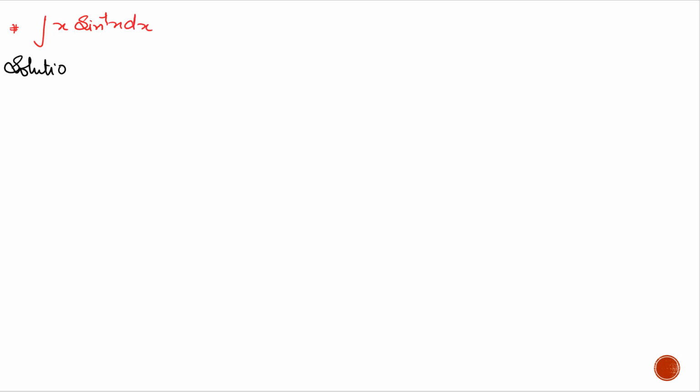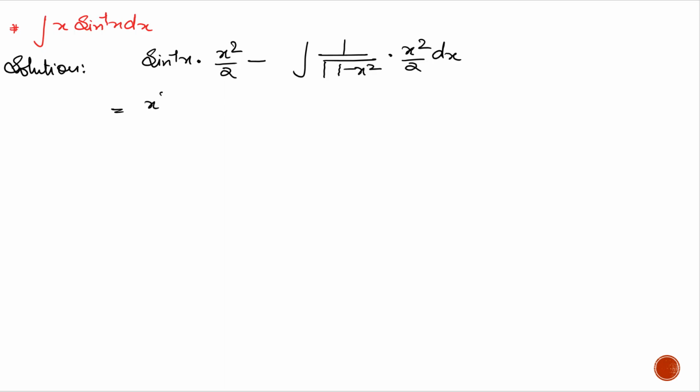Here we take sine inverse x as the first function and x as the second function. So first function as it is, integration of second, x square by 2, minus derivative of first, 1 upon the root of 1 minus x square, into integration of second, x square by 2. And now integrate the second part. So the first part remains the same. In the second part, multiply and divide by minus.